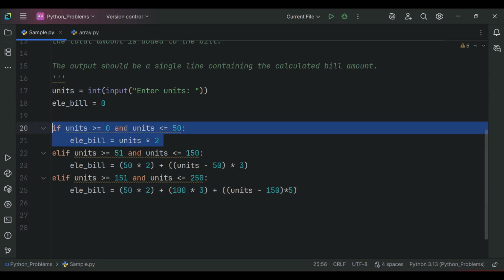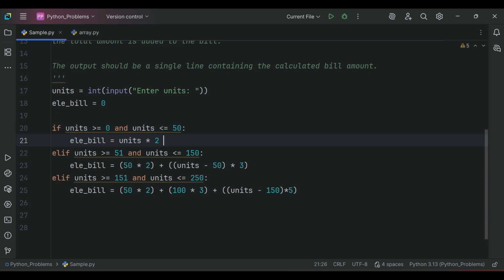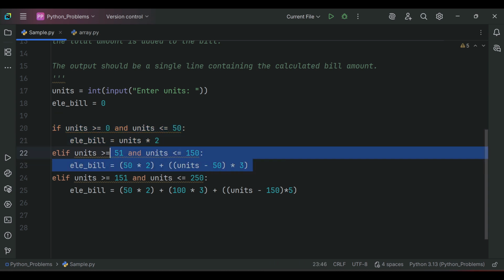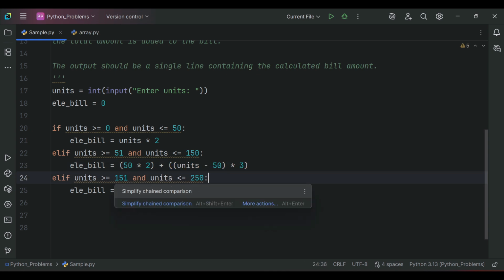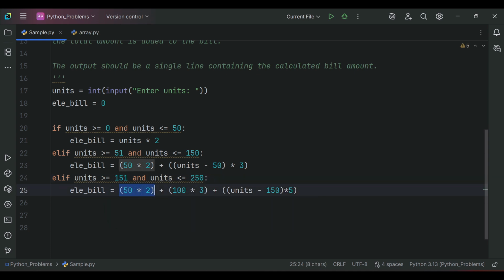See, if the units are below 50, it is just units into 2 rupees. If the units are between 51 and 150, first separate the first 50 units at 2 rupees and the remaining units at 3 rupees. If the units are between 151 and 250, first 50 units at 2 rupees, next 100 units at 3 rupees, and the remaining units at 5 rupees.